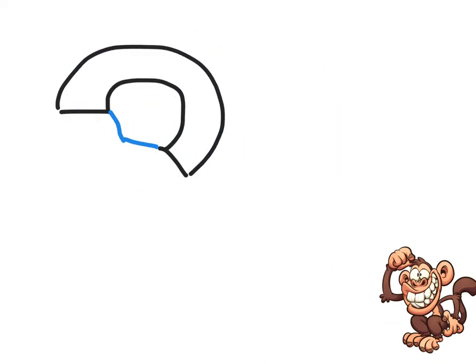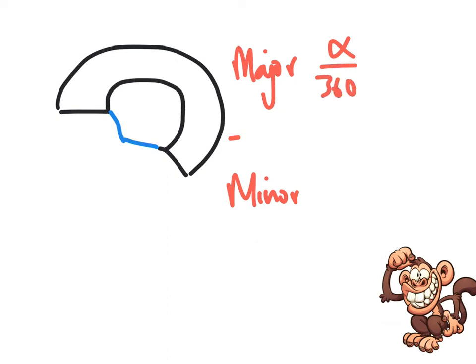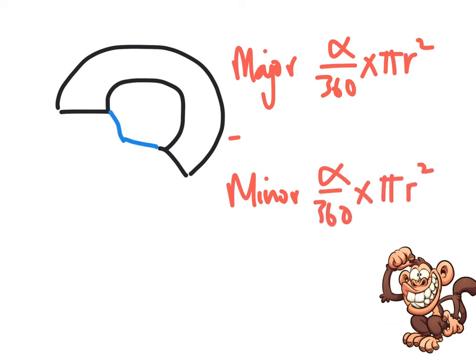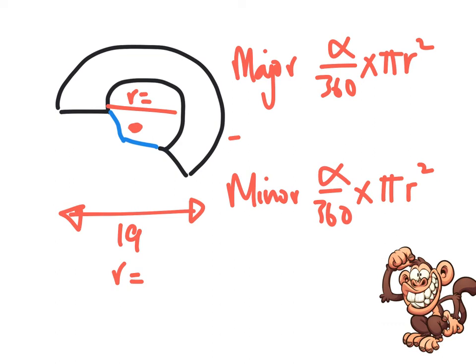The area is slightly easier, because what we're going to do there is we're going to do the major sector subtract the minor sector. And remember, the formulas for them are alpha over 360 times pi r squared. Again, because we know what the diameters are, we can work out what the radius is for each circle. And we know what the angle in here is that we're going to use. Okay, that should help.